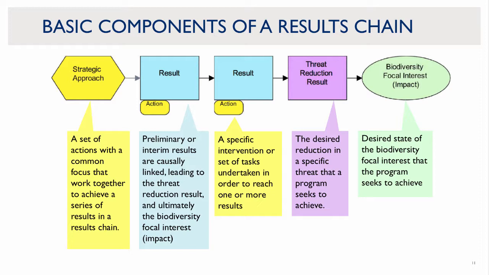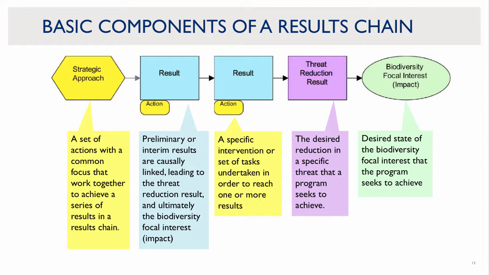Another important point: this is a simplified results chain. In reality, results chains can be quite complex because they represent theories of change for very complex situations. Results chains tend to have a lot more result boxes, and they are rarely so linear as in this illustration of basic components of a results chain.